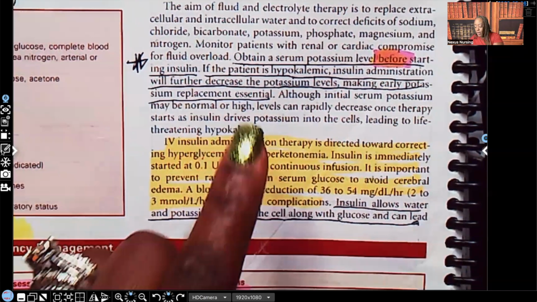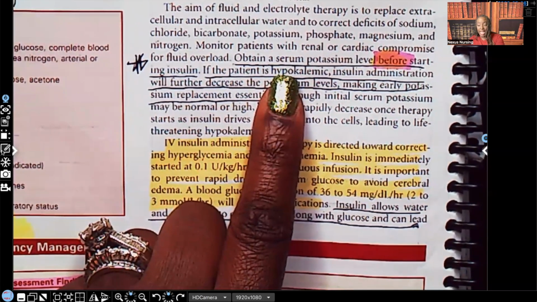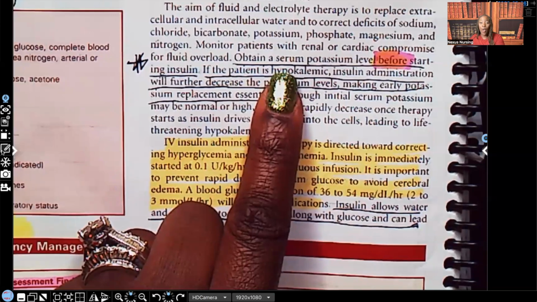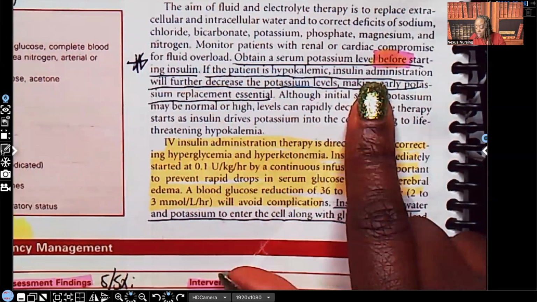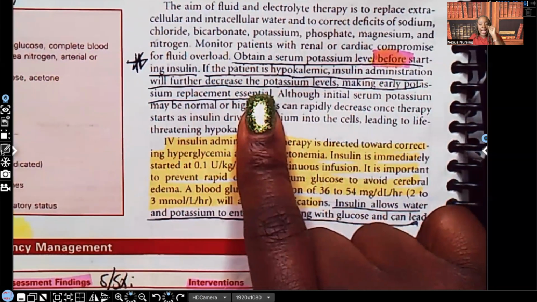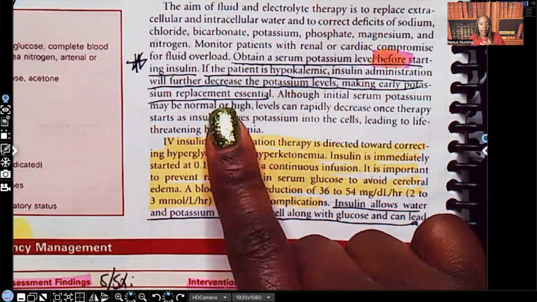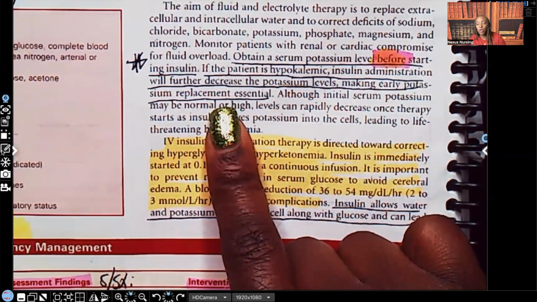So before you start giving the insulin, you want to look at their potassium. Make sure that that potassium is within range, because if the potassium's already low and you give them insulin, look at what's going to happen. If the patient's hypokalemic, insulin administration will further decrease the potassium. It's going to make the potassium drop even lower, making you have to give them replacement potassium sooner. That's not a problem you want to have to deal with when you're dealing with DKA.